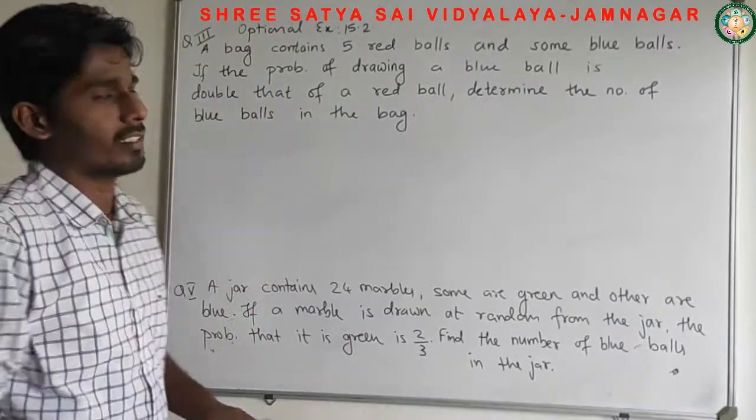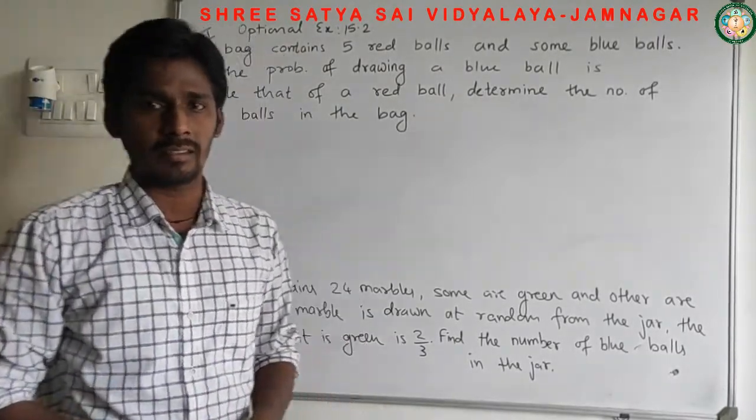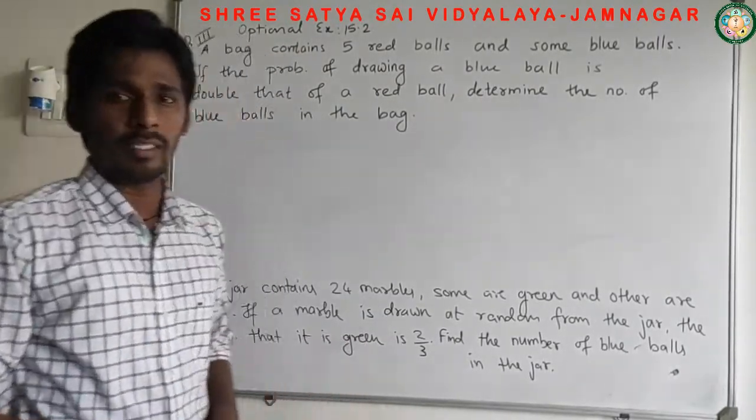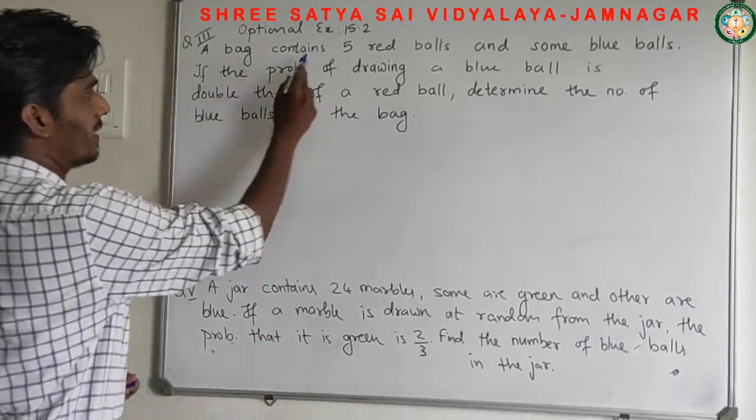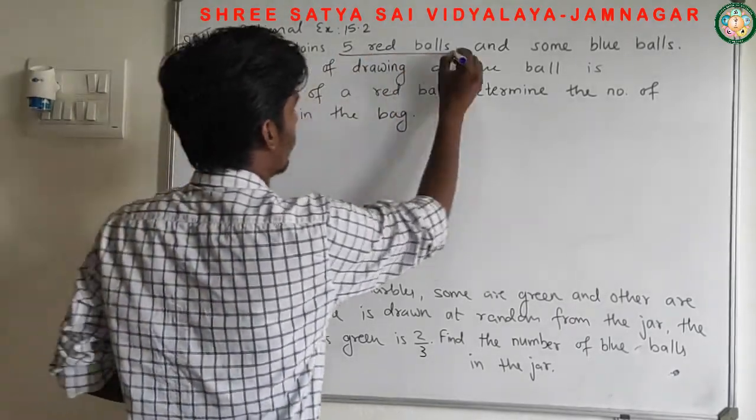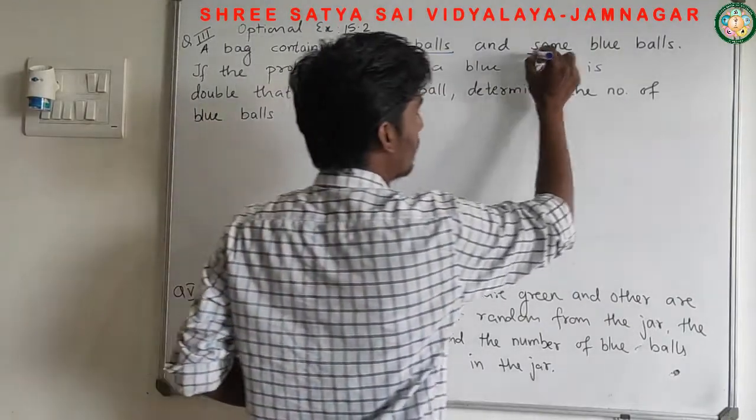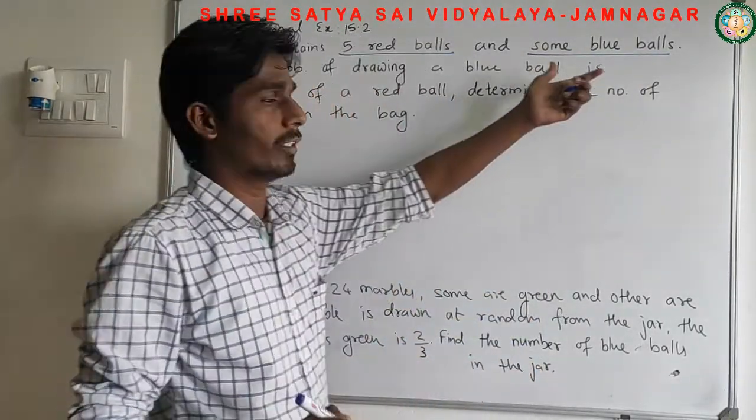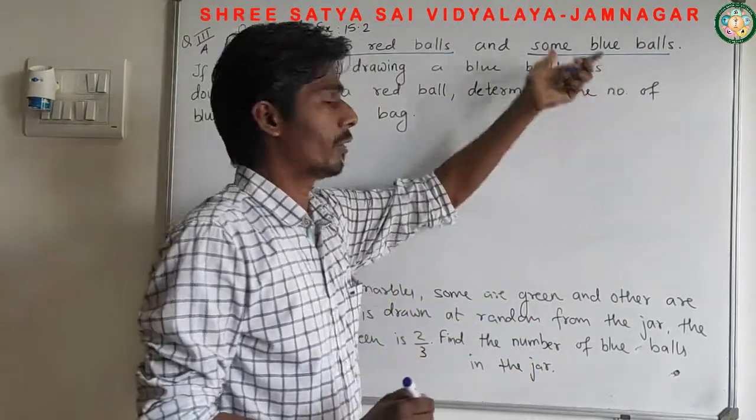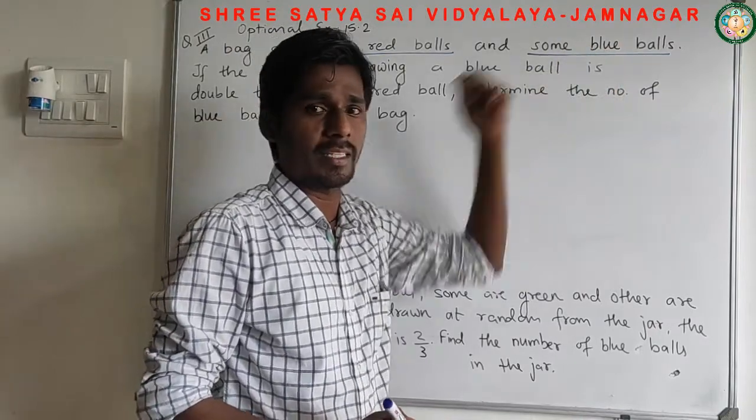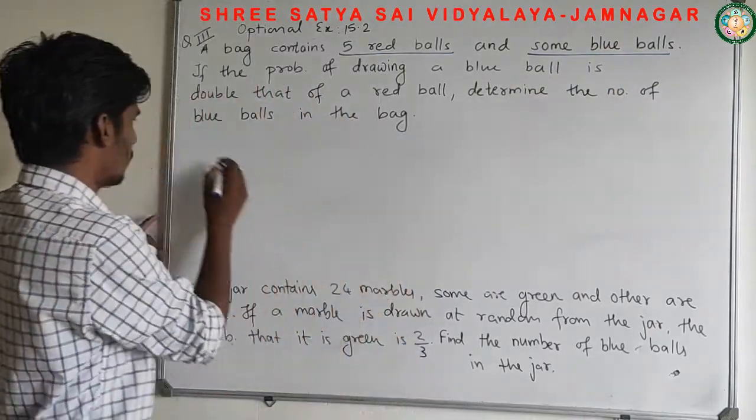It's an optional exercise. So a few tricky sums are there. Let's start with the third one. A bag contains 5 red balls. So here 5 red balls are there and some blue balls. But here it is not given how many blue balls are there. So we want to assume that the number of blue balls is what? X.